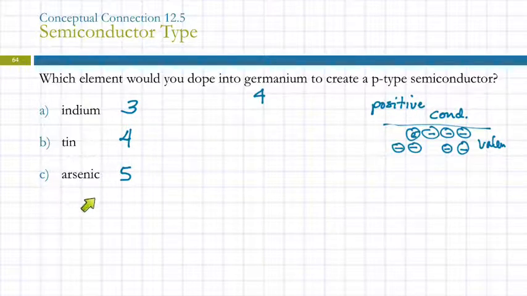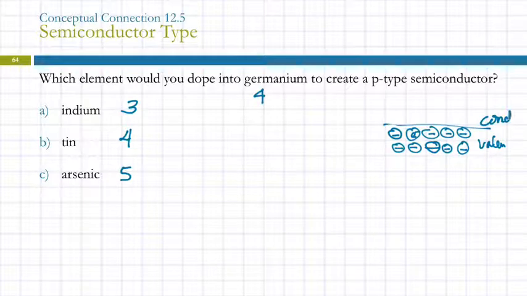What would happen if you used arsenic? It'd be an N-type. Because now, so you've got these from your pure germanium, and you throw in some arsenic. Well, the arsenic has 5 valence electrons, so every arsenic atom, its extra electron is going to have to go into the conduction band. And they're going to be up there all the time. And so that will conduct. So the answer to this question is indium. Any questions?